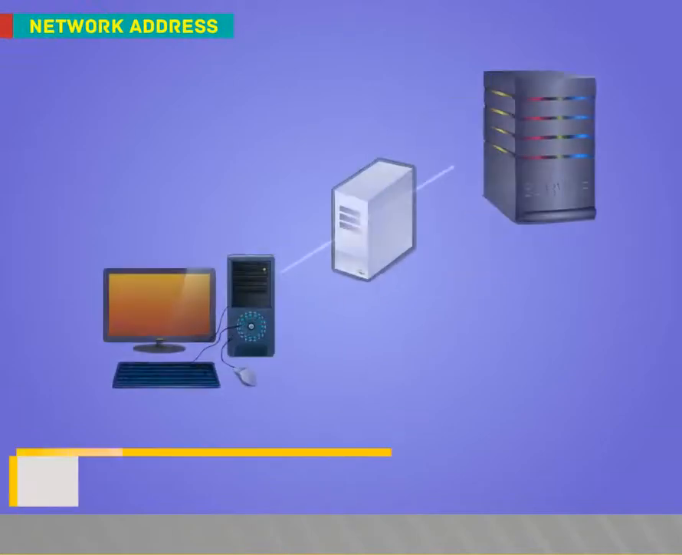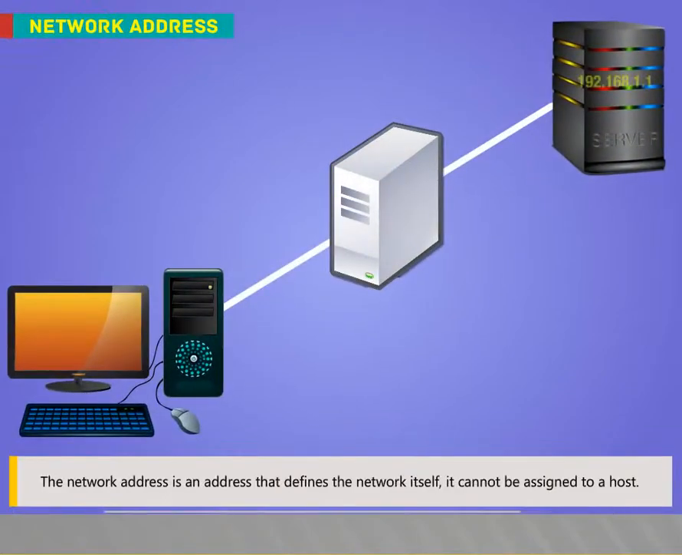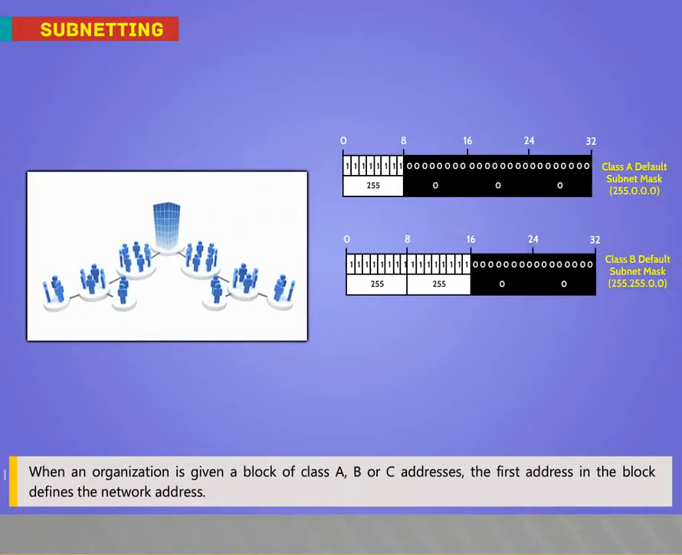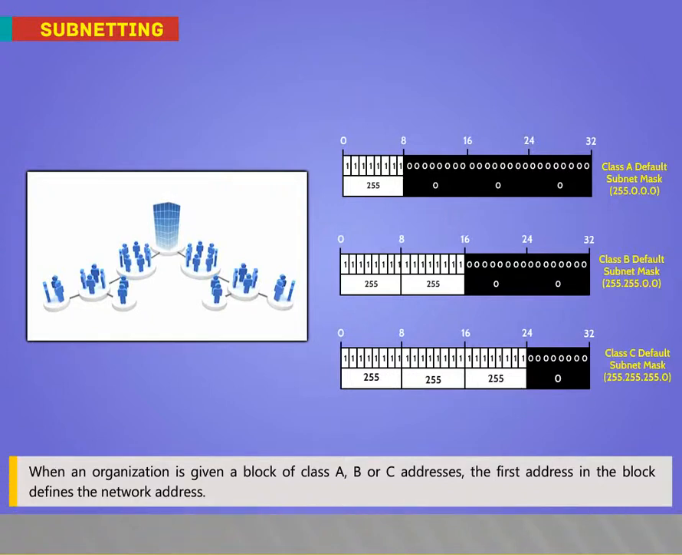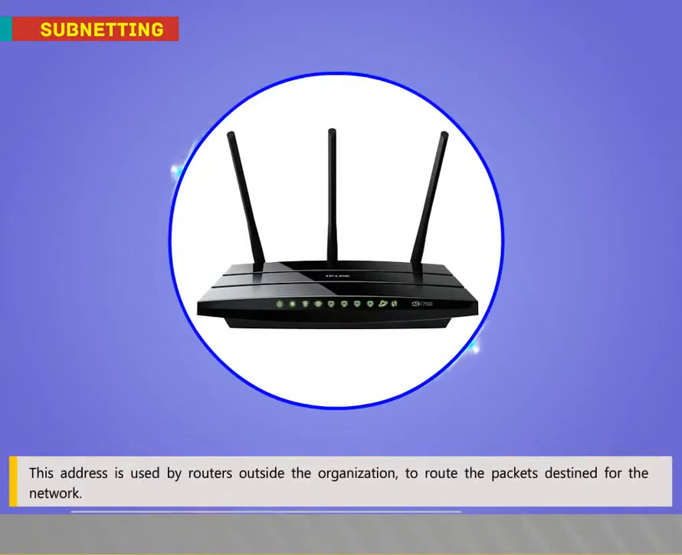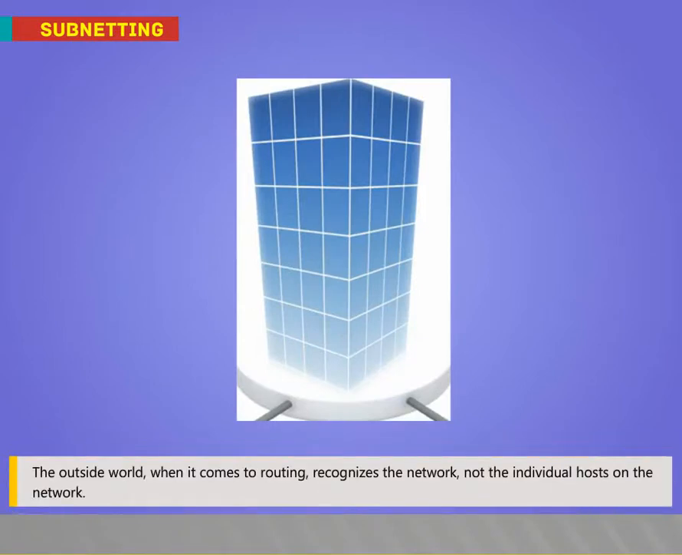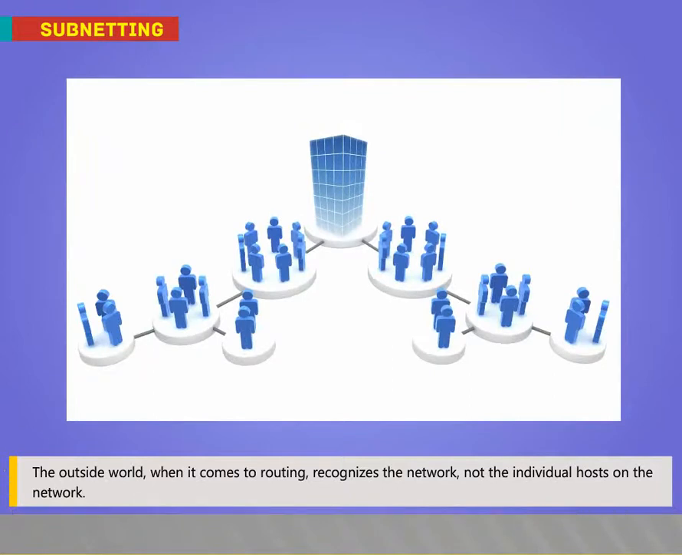Network address. The network address is an address that defines the network itself. It cannot be assigned to a host. Subnetting. When an organization is given a block of class A, B, or C addresses, the first address in the block defines the network address. This address is used by routers outside the organization to route the packets destined for the network. The outside world, when it comes to routing, recognizes the network, not the individual hosts on the network.